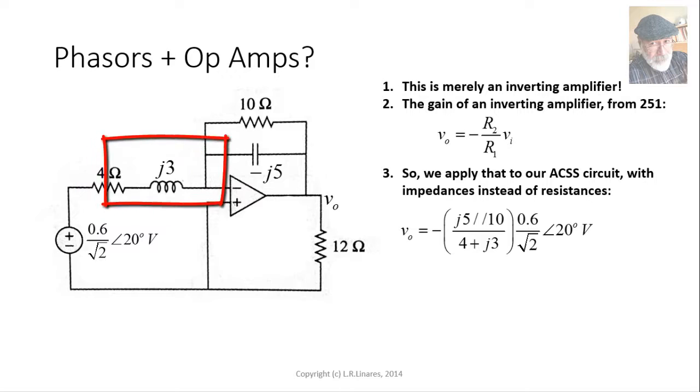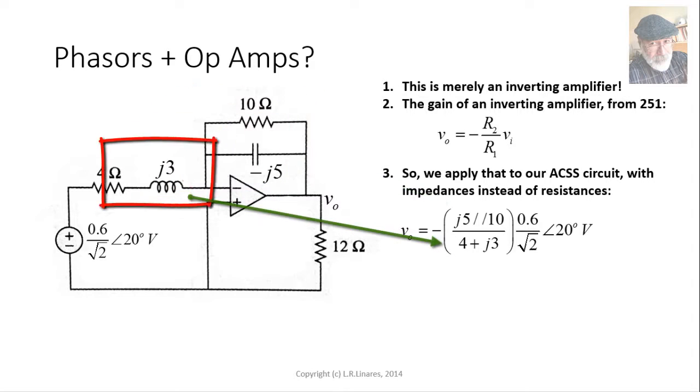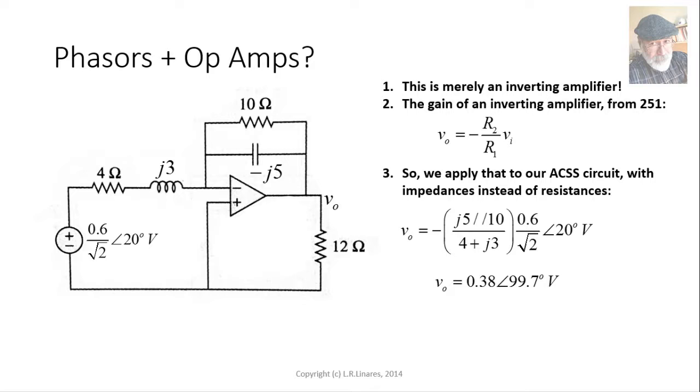Negative Z2, which is the parallel of negative j5 and 10 ohms, divided by Z1, which is 4 plus j3. And that multiplies the input voltage as a phasor, 0.6 divided by root 2 with 20 degrees. Do the math, and that is V0, the voltage at the load, 0.38 volts with 99.7 degrees. 0.38 volts is the RMS value of the output voltage.